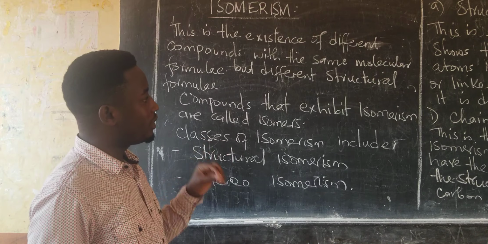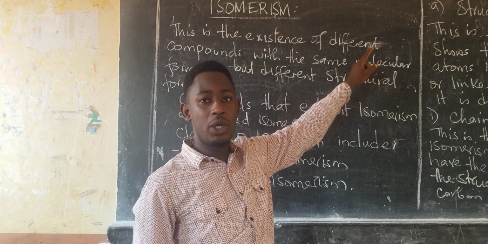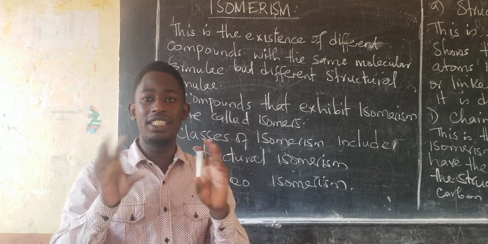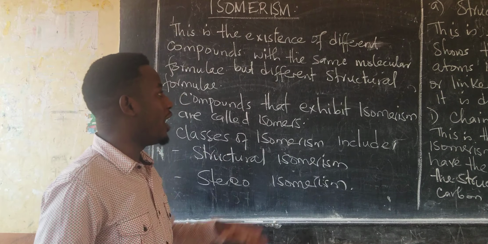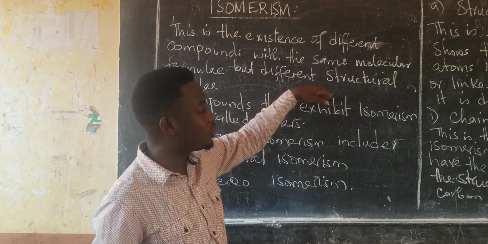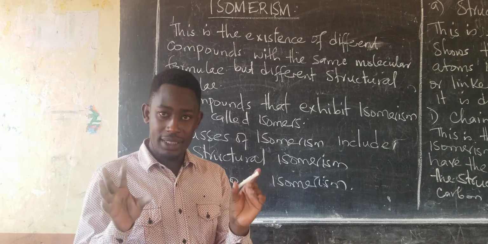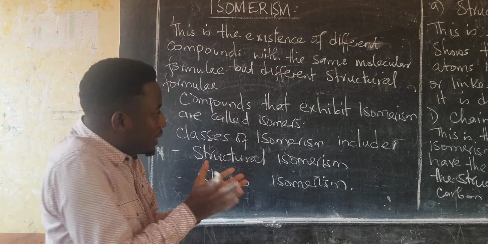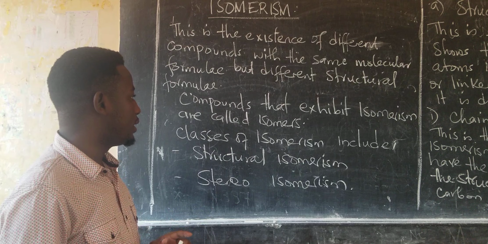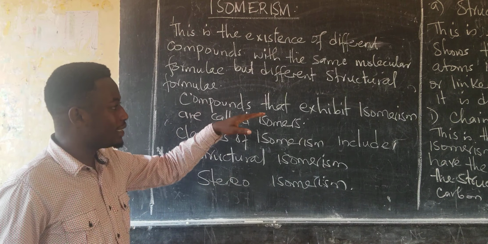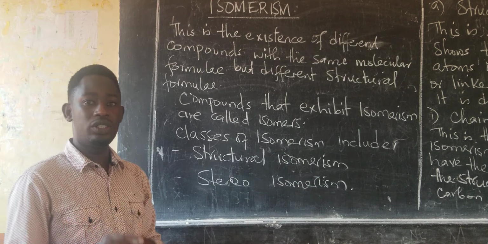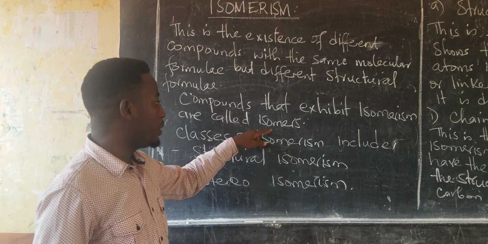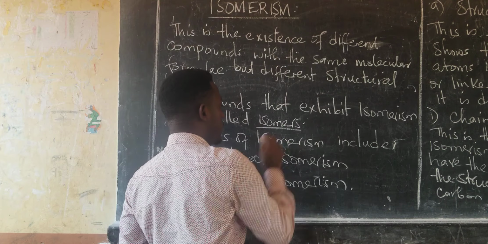Of course, we must know that there's a difference between molecular formula and the structural formula. The molecular formula is just a general representation of a compound, whereas the structural formula exhibits different bonds and also the structure of the compound, the way it is. And compounds that exhibit isomerism, which have the same molecular formula but different structural formula, we are calling them isomers.